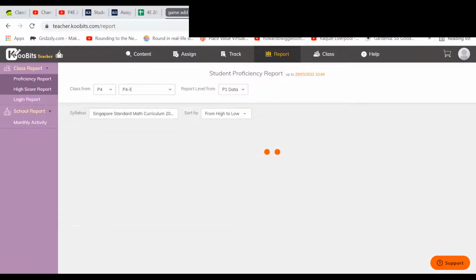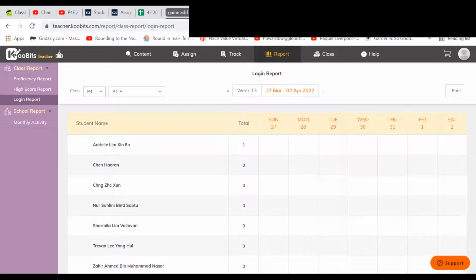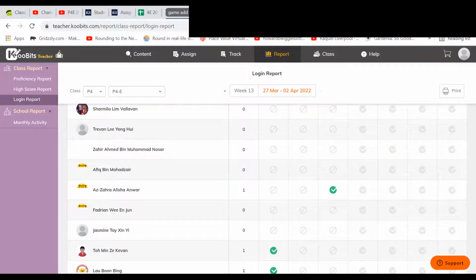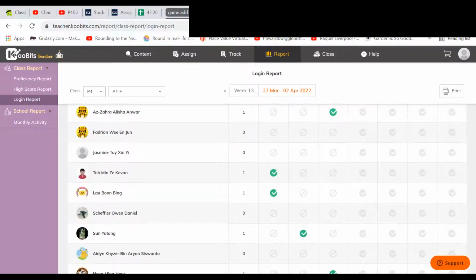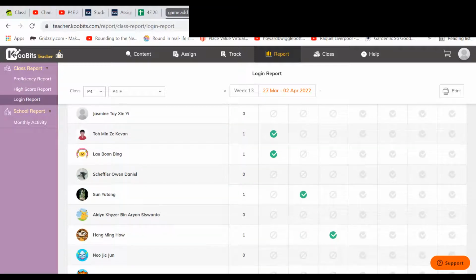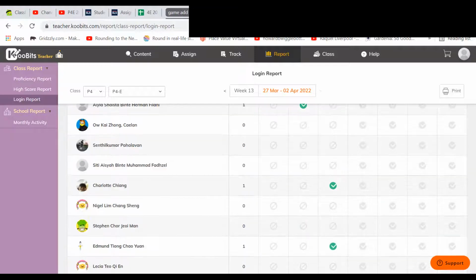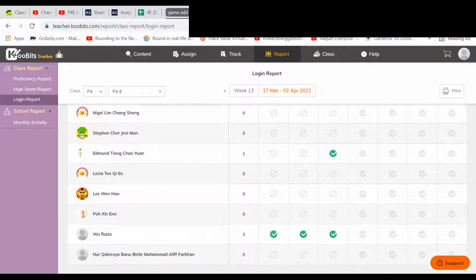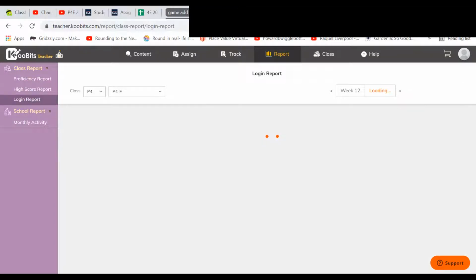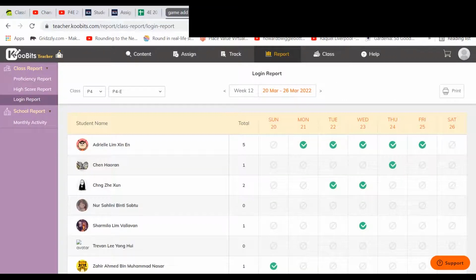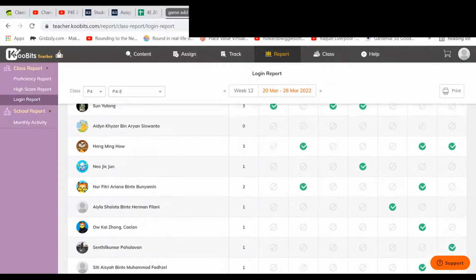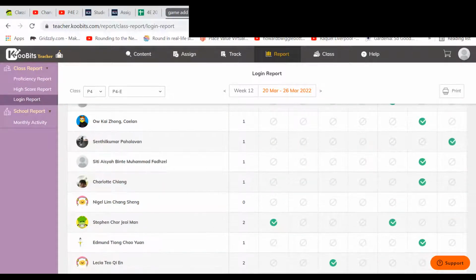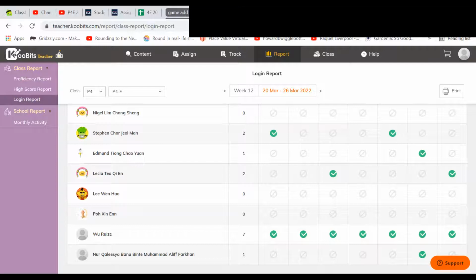Okay, let's take a look at our login for our class 4E for this week. So Monday, Adriel, Alicia, Kevin, Ethan, Yutong, Minghao, Ayla, Charlotte, Edmund. Oh, Rachel has 3. Every day, very good, Rachel. So proud of you. And then on Saturday, Minghao, Paha, Lisha. You see, Rachel really every day. Well done. Good job.